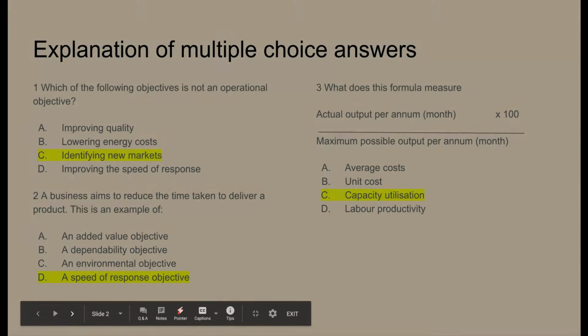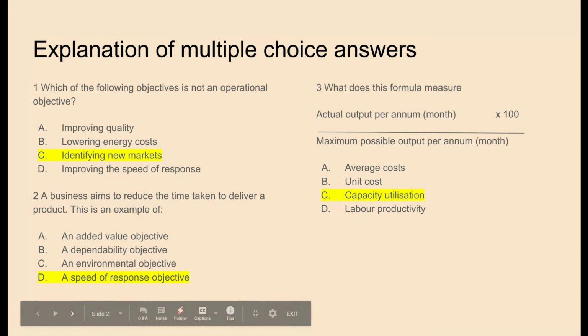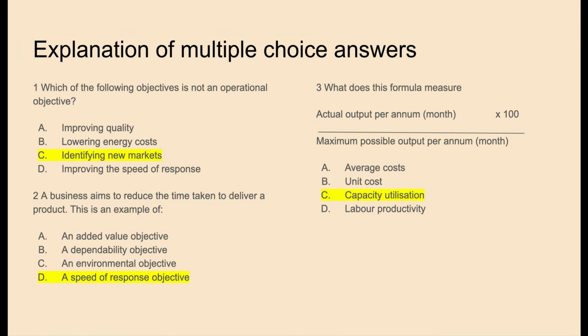Okay, so first and foremost, you had 10 multiple choice questions, and each one of them I've gone through and highlighted the actual answer. As we do that, we will also talk about why this answer is the correct answer. So let's look at the first question then. Which of the following objectives is not an operational objective? We've got improved quality, lowering energy costs, identifying new markets, or improving the speed of response.